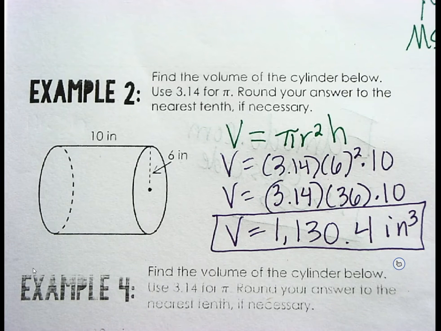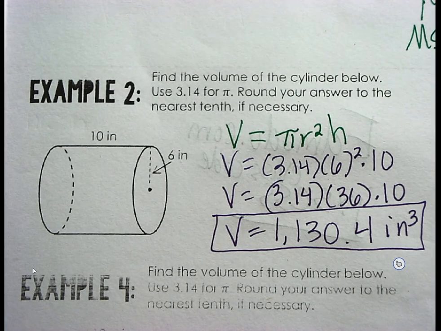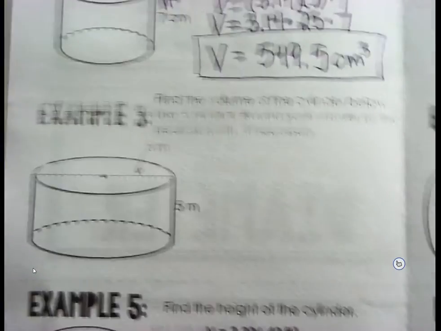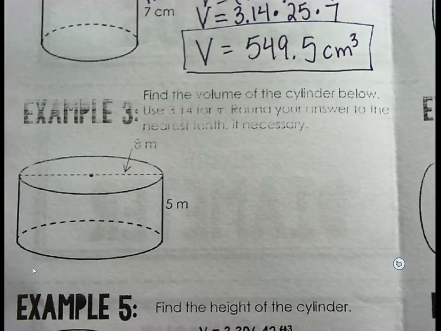So what if we're given the distance all the way across? How do I get r? You divide it by 2. You find half of it. So that's what we're going to look at next. So let's take a look at example 3. So now we're going to find the volume.